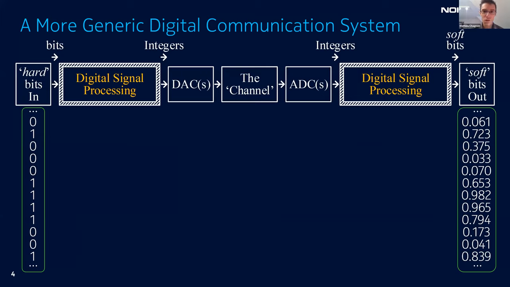And then I'm sending this to the wild. Something's happening. There's what we call the channel there. And what I'm sensing, what I'm probing at the receiving end, are integers coming out of the ADC. And I'm passing those integers to another stack of DSP, and what I want to spit out at the output are what we call soft bits, right? And that channel can really be anything.